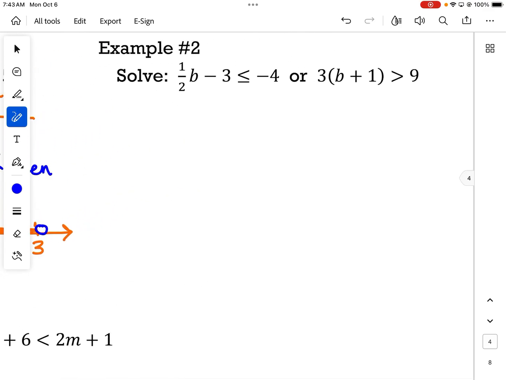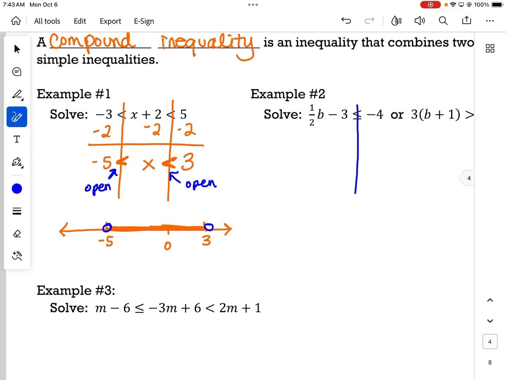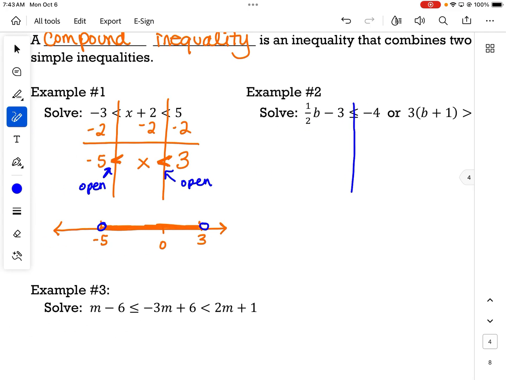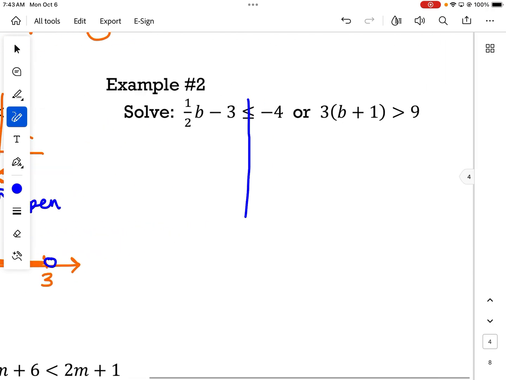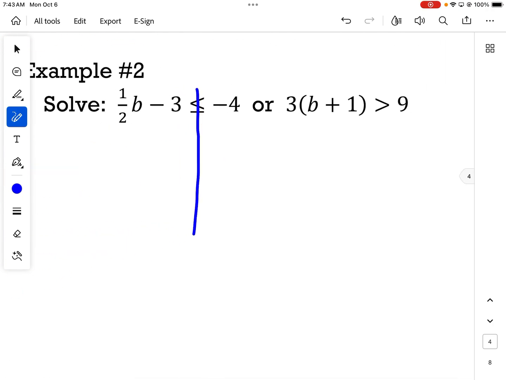Let's go to example 2. So this gives us two totally different inequalities. So we're just going to solve them and then put them on the same number line. That's all that means. And it says or here. The last one meant x is between -5 and 3. This is an or. So they're actually going to go opposite directions when we graph them.